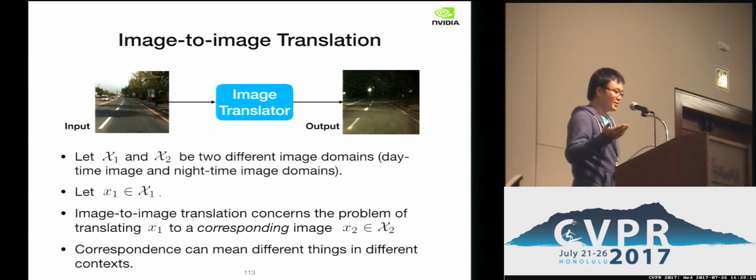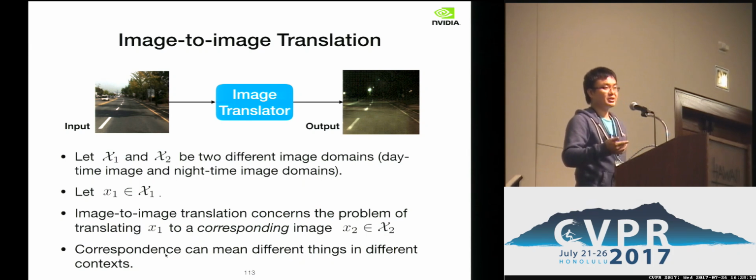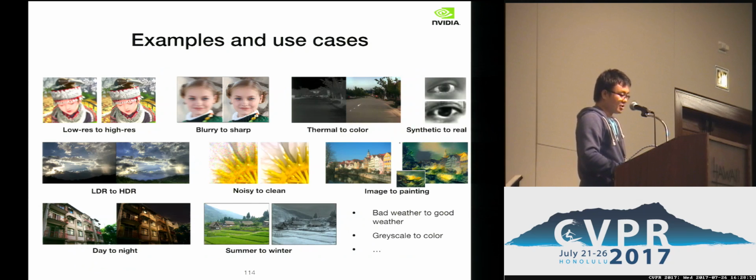There are many ways to use GANs, but I think the most general form is image-to-image translation. Image-to-image translation defines a problem where you want to learn a module, an image generator, which maps an image from one domain to a corresponding image in another domain. We will use S1 and S2 for the two different domains. One thing I want to highlight is that correspondence can mean different things in different contexts.